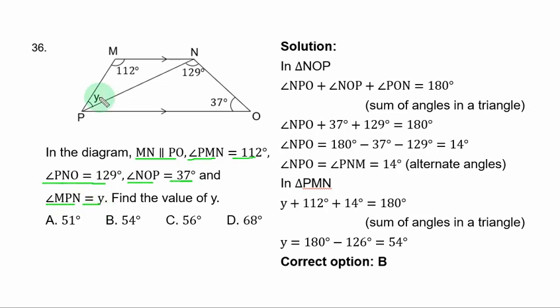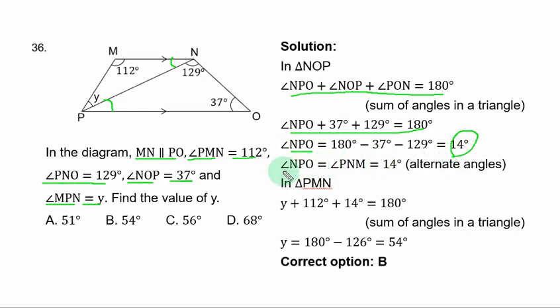To get the value of y, you have to look at triangle PMN. Now, this angle is needed. To get this angle, you have to get this angle from triangle NOP. So if you add the three angles in triangle NOP, the sum is 180 degrees. That simplifies to this. You get this angle to be 14 degrees.